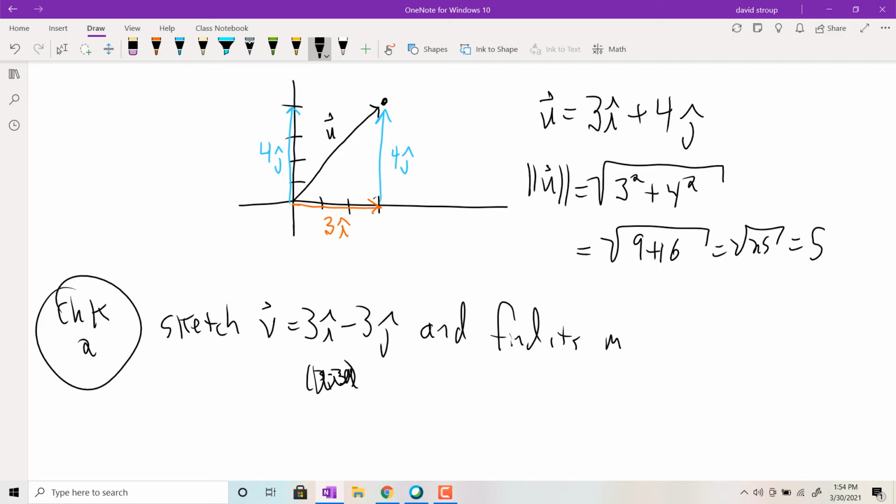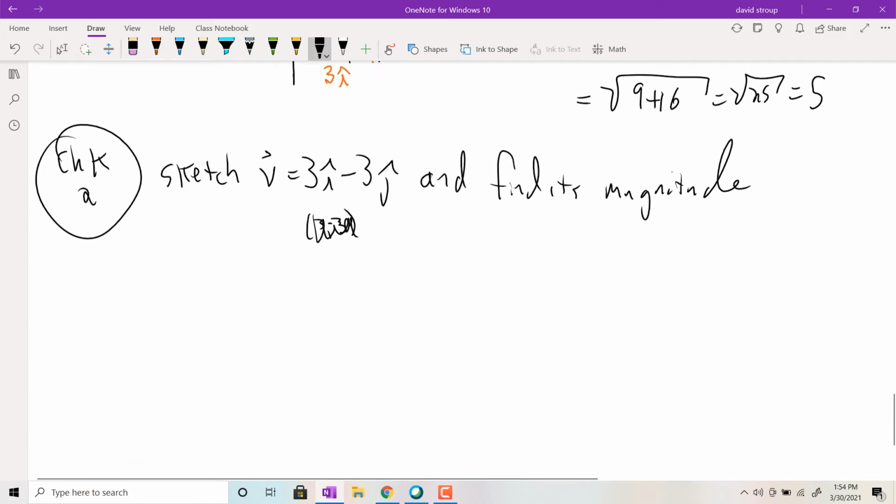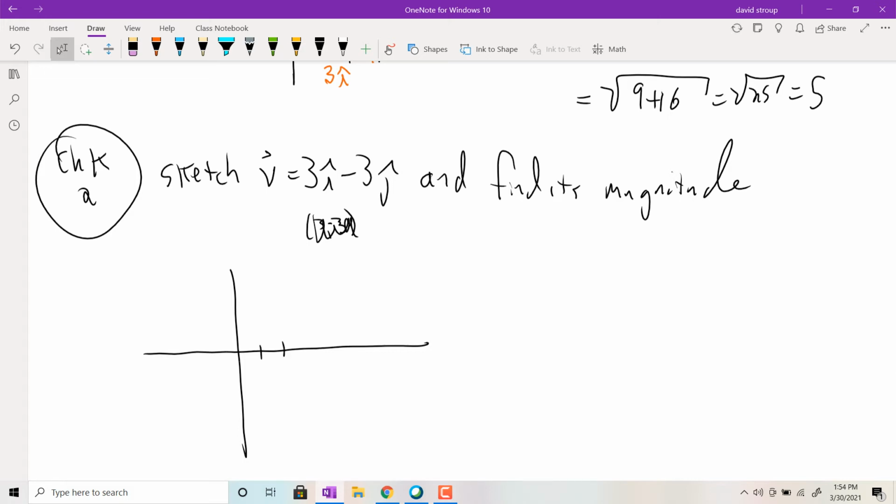Eventually we'll want to do things like find the direction in a way that doesn't include the slope. So anyways, let's graph it in the xy plane. So I go 1, 2, 3, and then down 1, 2, 3. There it is. So just like I said, plot 3, -3, and then draw an arrow from the origin to it. And that'll be our vector v.